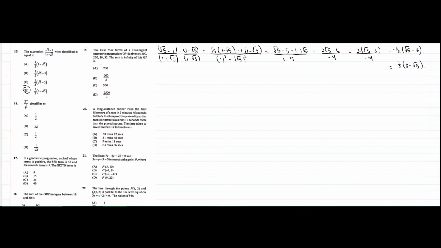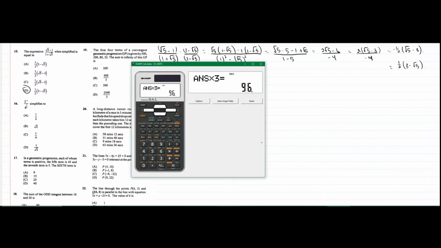2 to the minus 1 over 8 to the power a third simplifies to, lucky thing we have a calculator for the paper 2, paper 1s. 2 to the power minus 1 divided by 8 to the power of 1/3, and we get a quarter.